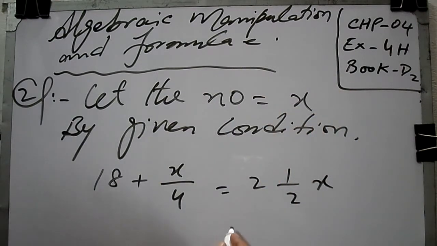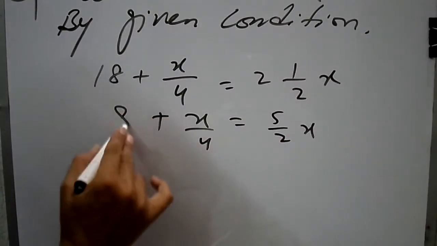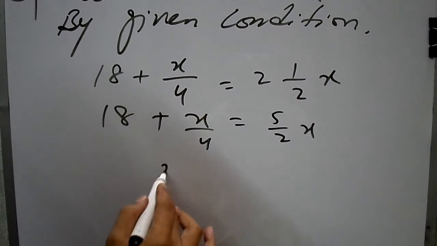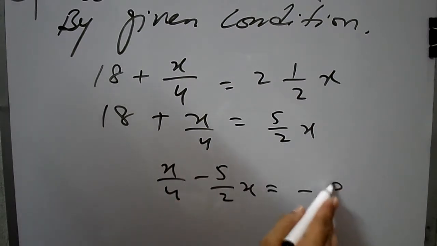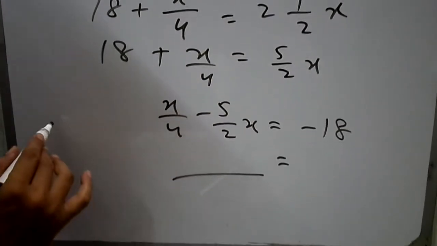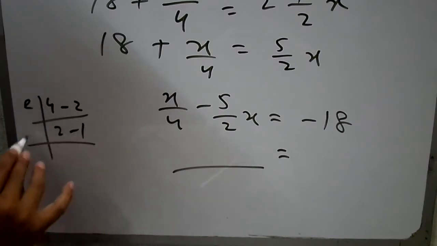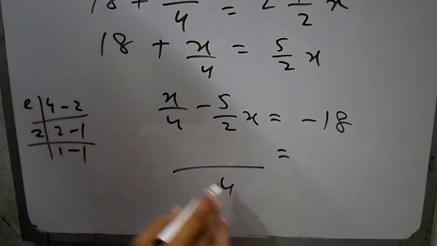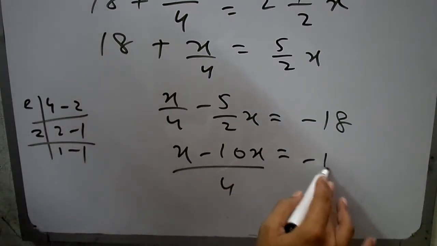So simplify it. 2 twos are 4, plus 1, you will get 5 by 2x, and x by 4 plus 18. Similar terms will be shifted to one side, so x by 4 minus 5 by 2x is equal to minus 18. So you can take the LCM. What is its LCM? 4 and 2. 2 twos are 4, 1 then 2. So 4 is your LCM. So x minus 10x is equal to minus 18.